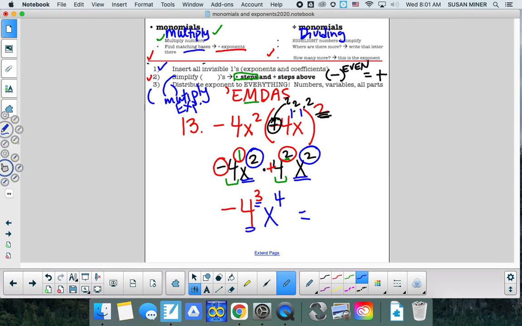And 4 to the third power is equal to 4 times 4 times 4, so you could put it in your calculator that way. Or if you have an exponent button on your calculator, you can just put it in there and figure out that it is negative 64 x to the 4th. And there's my final answer.